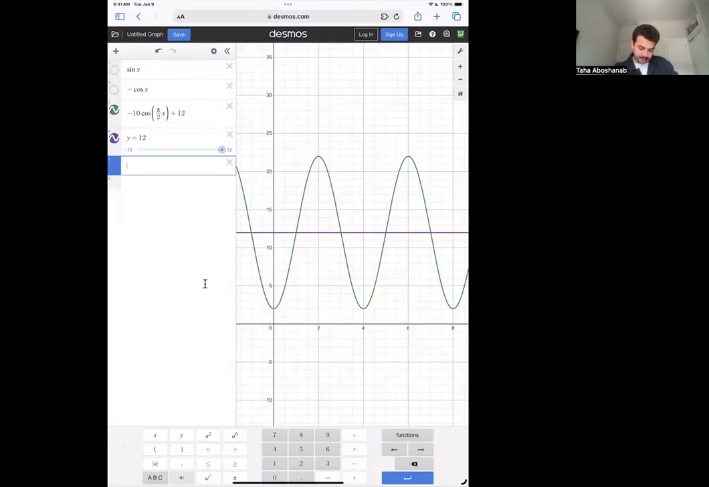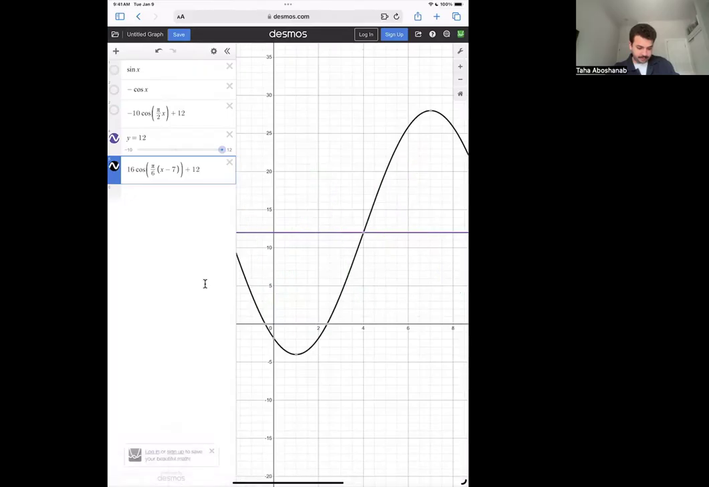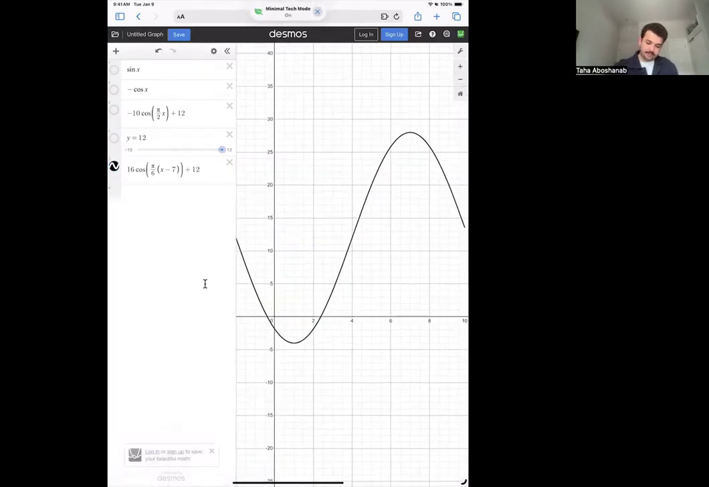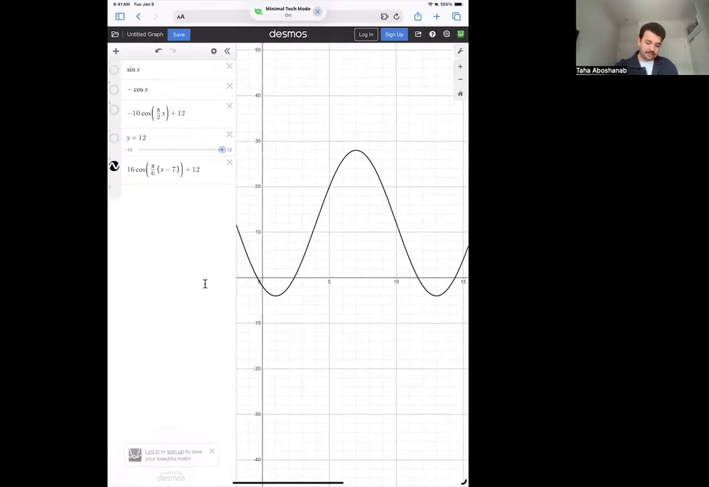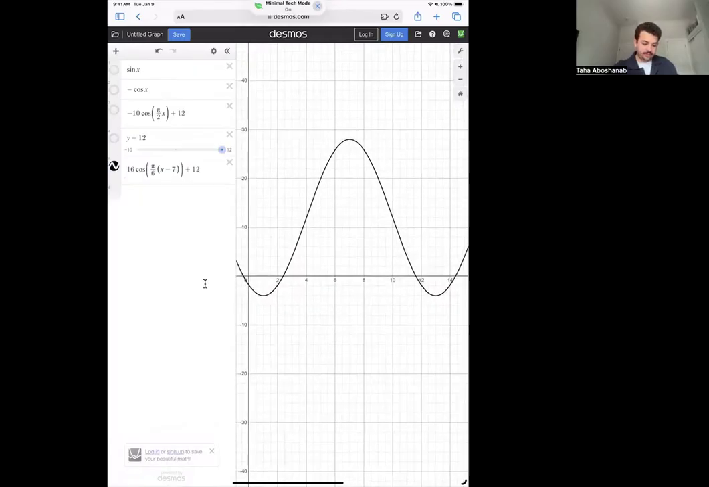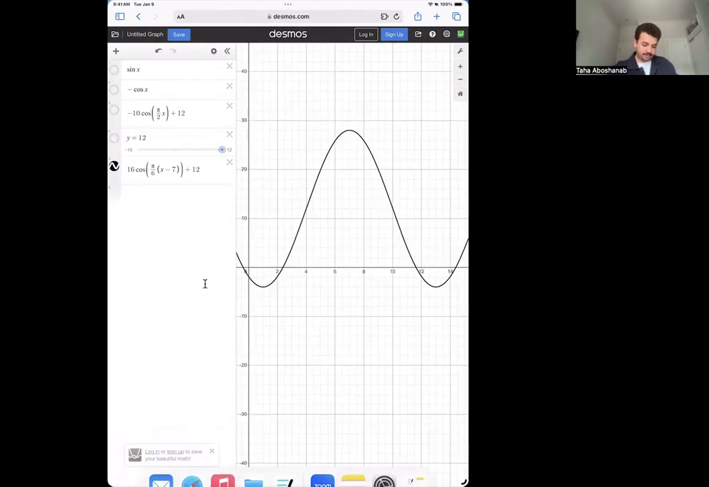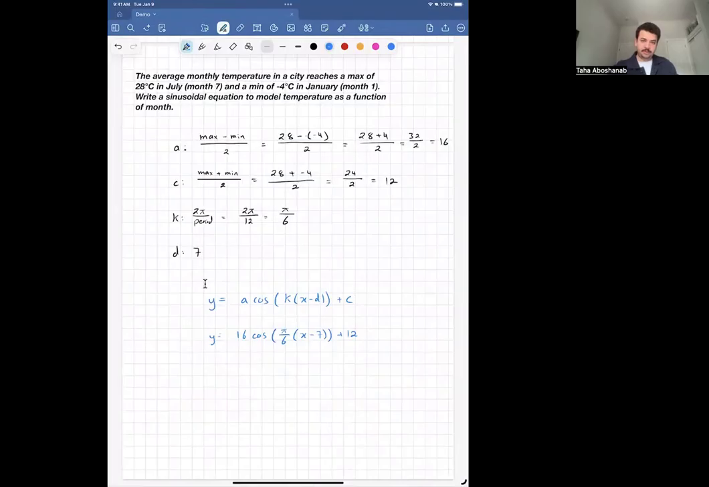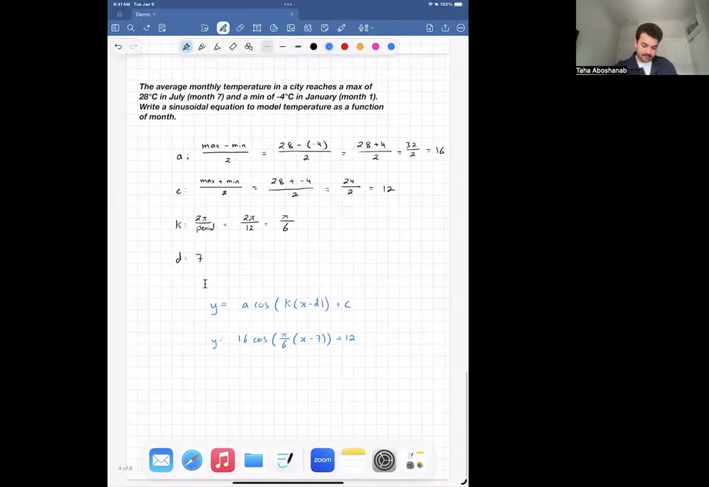Writing that down. So we have 16 cos pi over 6 multiplied by x minus 7 plus 12. And as we can see here, this is the equation that we have for the cosine.